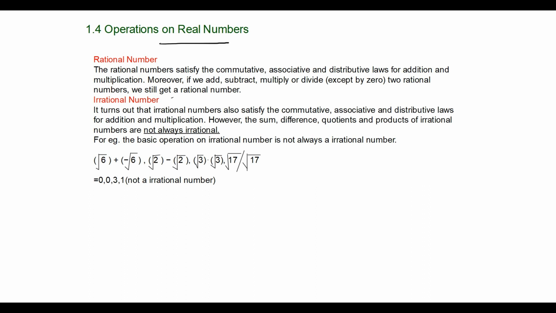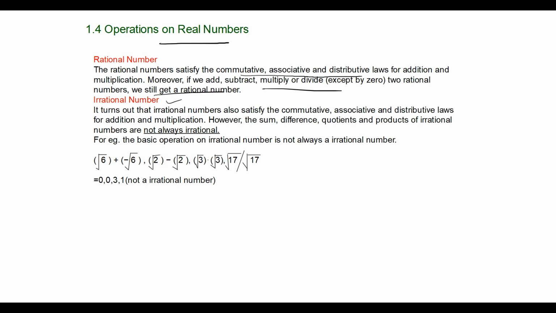Rational numbers always satisfy the commutative, associative, distributive law of addition and multiplication. If we add, subtract, multiply or divide any two rational numbers, we always get a rational number as the result. But in the case of irrational numbers, they also satisfy the commutative, associative and distributive laws of addition and multiplication. But when you perform subtraction, difference, quotients and product of irrational numbers are not always irrational.